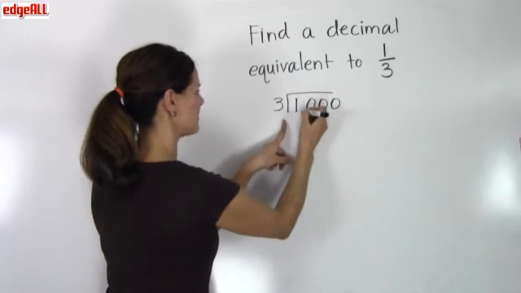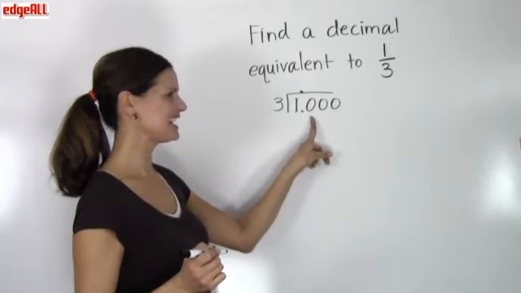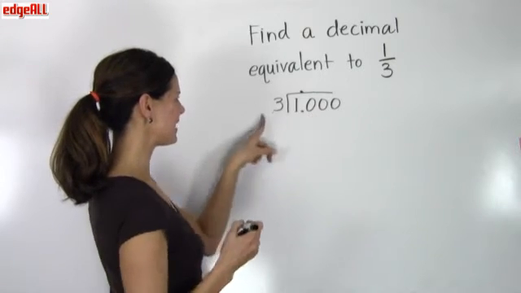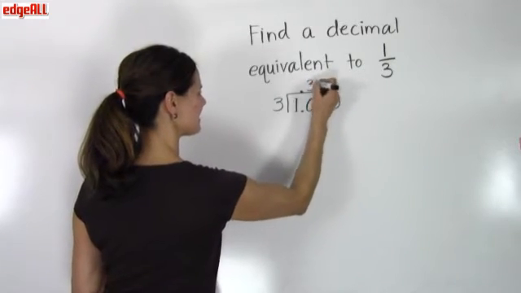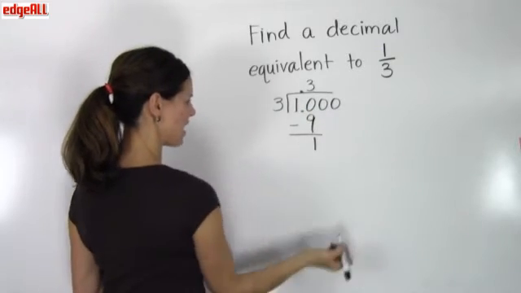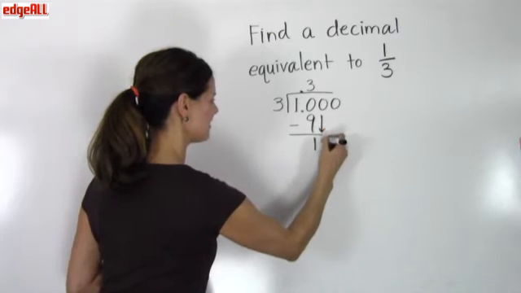So I'll start here, bring my decimal point up to where it belongs in the quotient, and begin with 10 divided by 3. So 10 divided by 3 equals 3. 3 times 3 is 9. 10 minus 9 is 1. And so I have a remainder, so I need to bring down a 0 here.